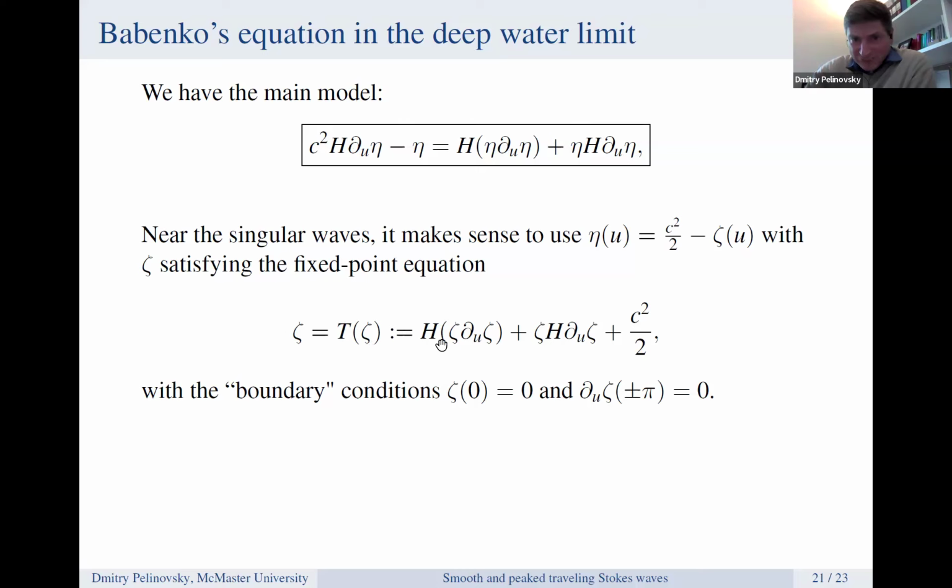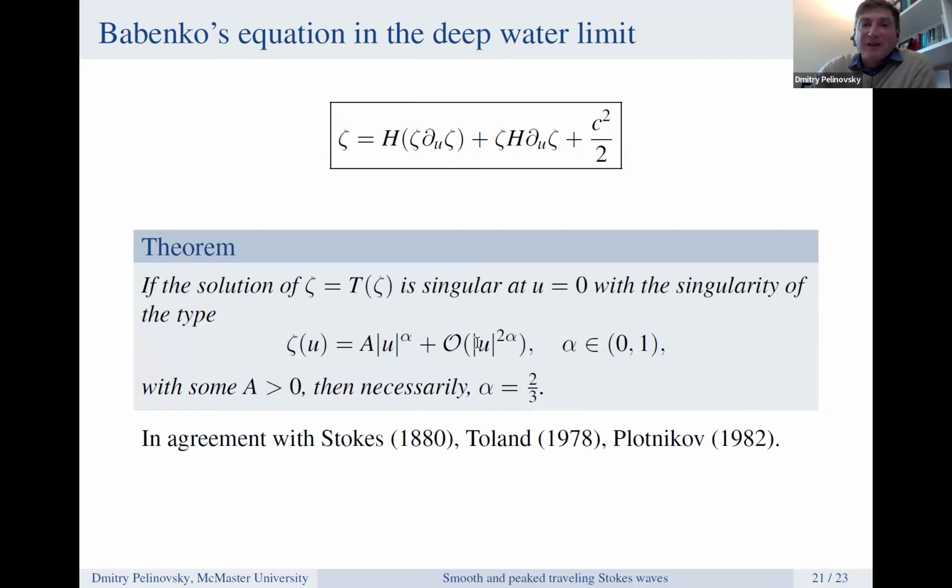Zeta is equal to a certain operator, which is just defined in terms of a quadratic part plus some constant. From analysis of this equation, we can prove a couple of results, which are well agreed with the well-known asymptotic theory, but I think these results were never derived by using the Babenko equation. The first result is the following.